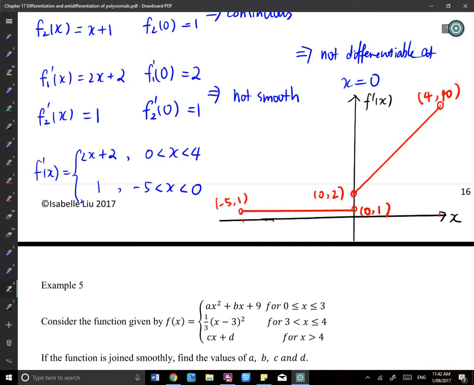Okay, these 3 different examples show you that end points are not differentiable and sharp points are not differentiable. If a point is smoothly connected, it is differentiable, like example 2. This one is connected, but it's not smoothly connected and it's not differentiable. So, 3 different cases.